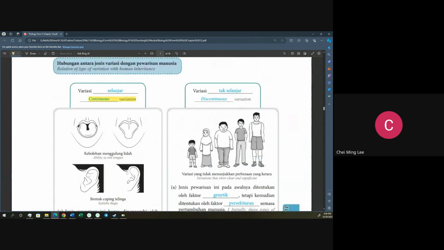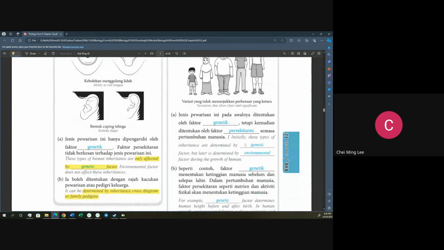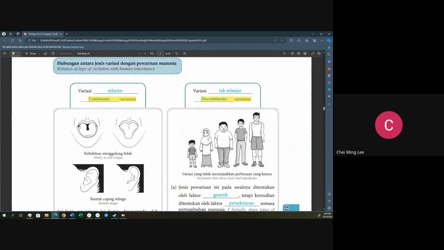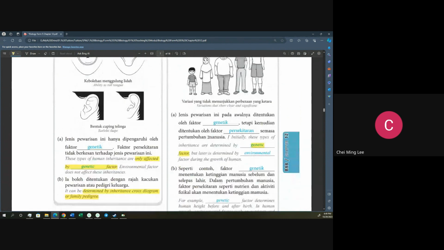The one that we have done during the last topic, chapter 11. While for discontinuous variation, like we said, it is determined by both genetic factor and environmental factor. At first it is determined by the genetic factor. For example, maybe a baby born now has very fair skin. Then after that, it can be determined by the environmental factor during the growth of the human.